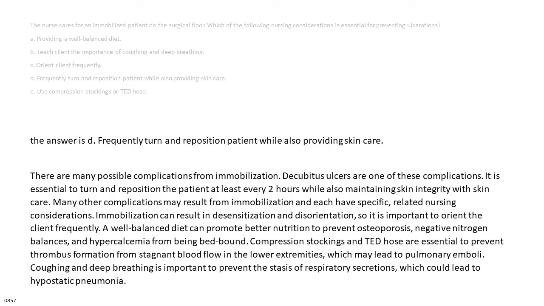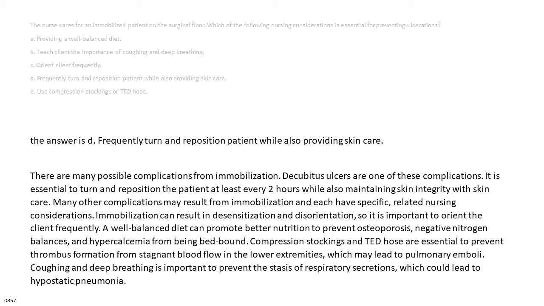The answer is D. Frequently turn and reposition patient while also providing skin care. There are many possible complications from immobilization. Decubitus ulcers are one of these complications. It is essential to turn and reposition the patient at least every 2 hours while also maintaining skin integrity with skin care. Many other complications may result from immobilization and each has specific, related nursing considerations.